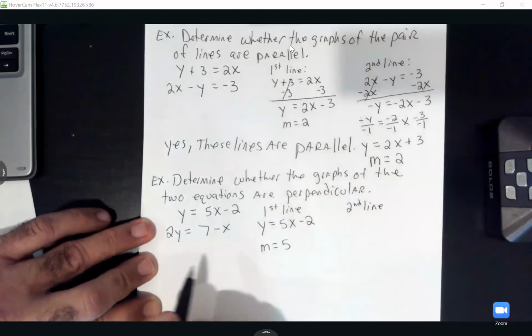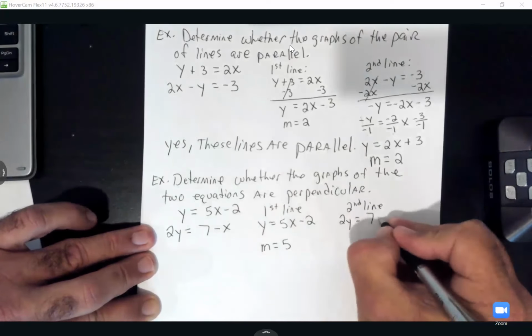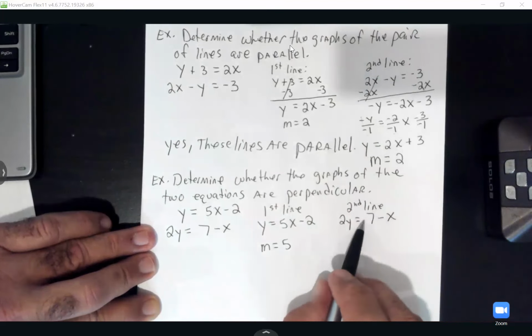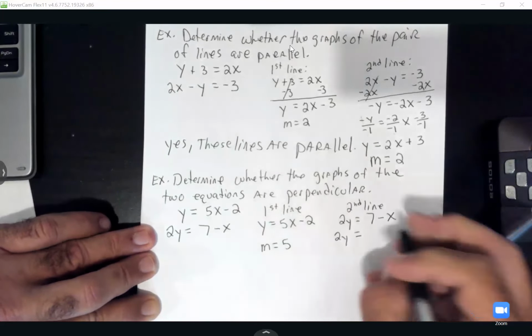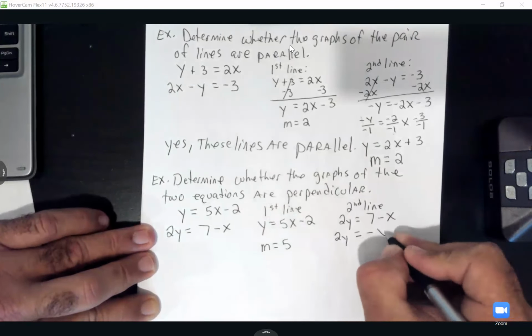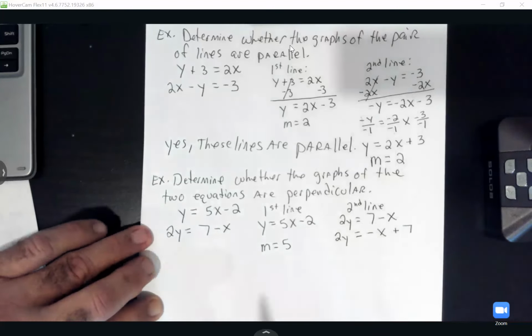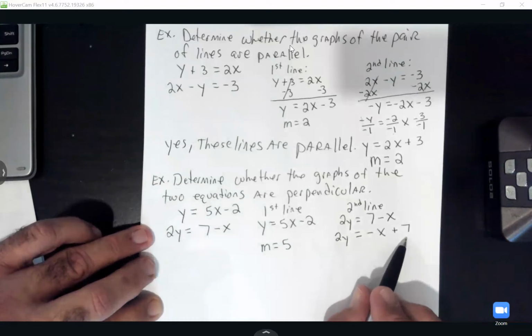Let's look at our second line. We got 2y equals 7 minus x. So, the first thing I'm going to do is I'm going to put my x first and then my number. So I'm just rearranging the right side so that I got a negative x plus 7. That way, when you get your slope, you don't confuse it with that intercept, okay?